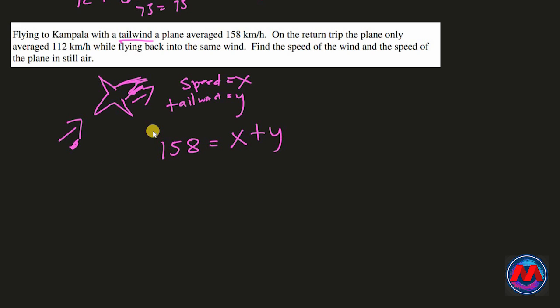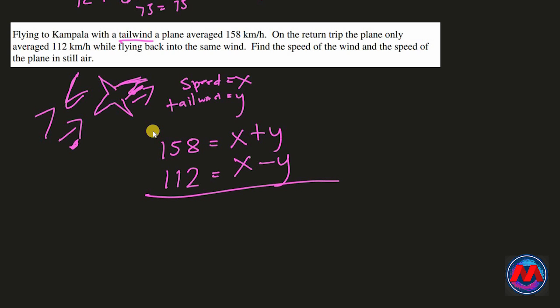Ngayon, itong airplane daw, on the return trip, the plane only averaged 112 now. Bakit? Kasi sinalungat na niya. Nagsalubong yung tailwind tsaka yung airplane. Ibig sabihin, yung speed ng airplane, nag-subtract na siya sa tailwind. So, yan, that's the equations we can get from that.